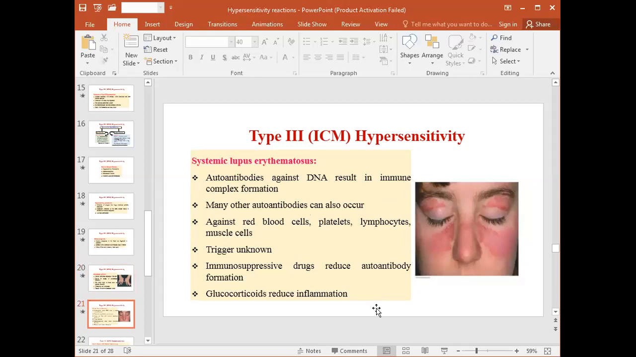The last one is SLE disease. This is an autoimmune disease against DNA, resulting in immune complex formation. Many other autoantibodies can also occur here, against red blood cells, platelets, lymphocytes, muscle cells, like that. How it is triggered within the body is still unknown. Some immune suppressive drugs may reduce this autoantibody formation, but the only drugs that can be used are glucocorticoids. They are used to reduce the inflammation.